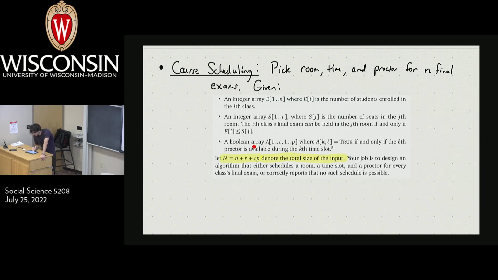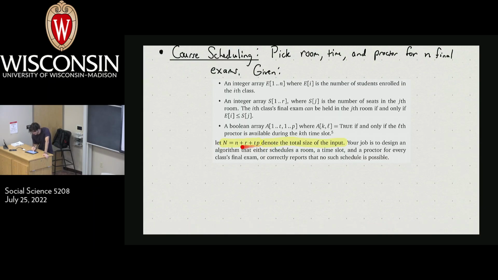And then we also have an array that indicates whether a proctor is available at time k, and there are a bunch of proctors. There's P total proctors. So for each proctor, we need to know what times they're available at. And that's what that array gives us. And then the total size of the input is just the total size of all of these. And our goal is to create an algorithm that picks a room, time slot, and proctor for every final exam, or reports that it's impossible to do that.